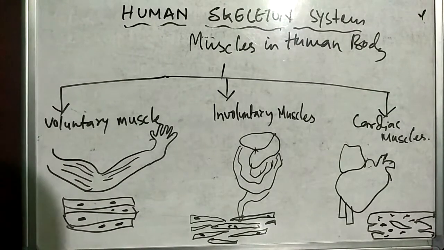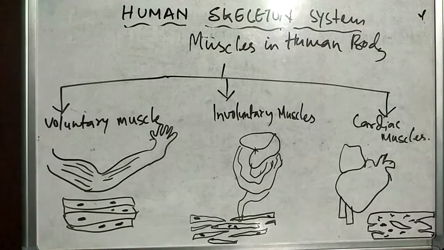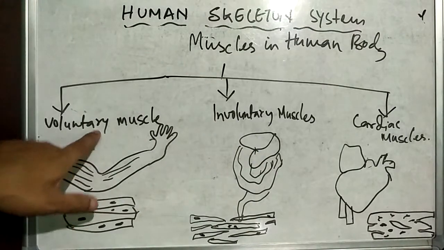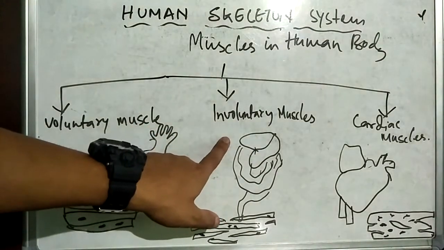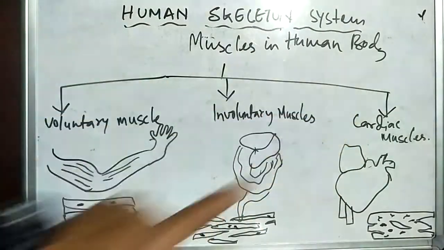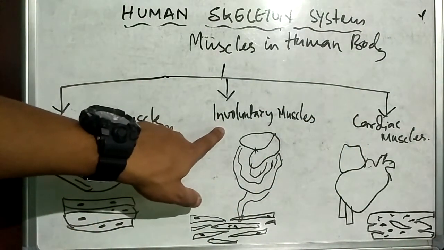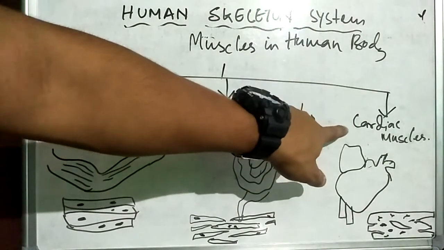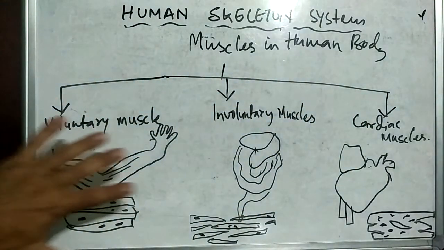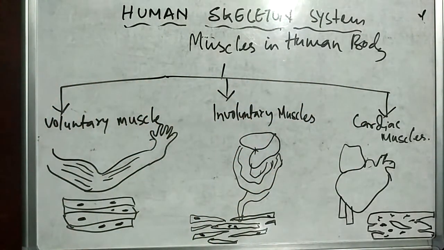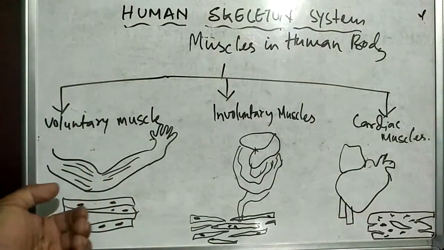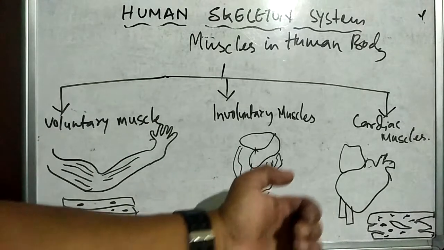Now we will start the next part of the chapter, the muscles in the human body. There are three different categories of muscles we have. The first is voluntary muscles, second is involuntary muscles, and third is cardiac muscles. Here also I made a very rough sketch, but you will understand through it what voluntary muscles, involuntary muscles and cardiac muscles are.